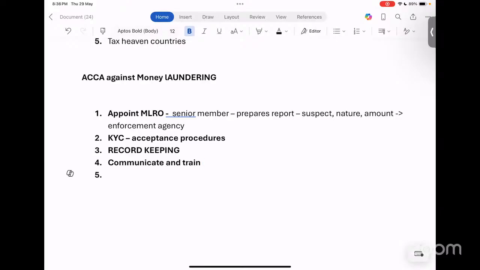Then you should have policies and procedures which are against money laundering. You should develop such policies, and you should keep on monitoring whatever processes you've put in place, like KYC, record keeping, policies, whether they are working fine or not. That's what ACCA says regarding how we can combat the problem of money laundering, right? Are we clear on this?